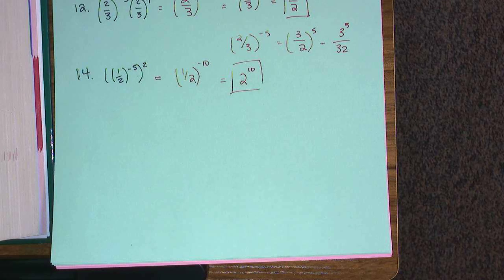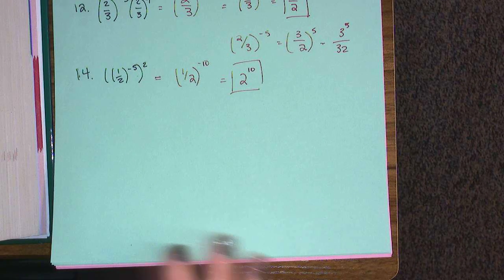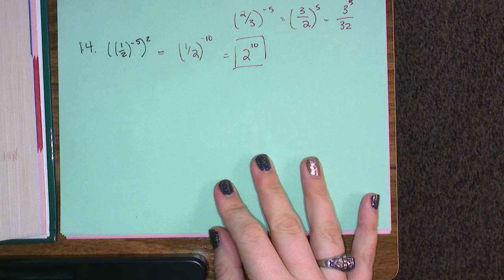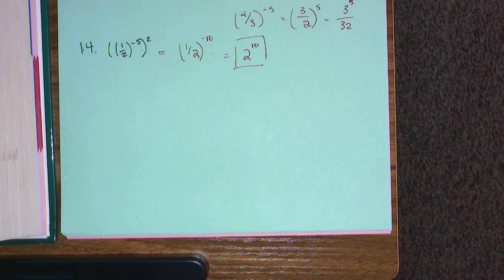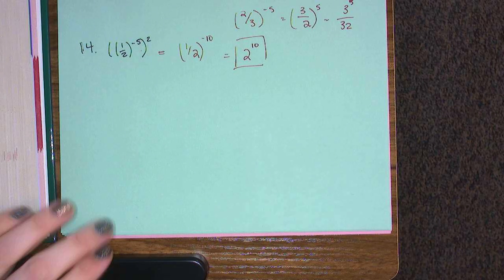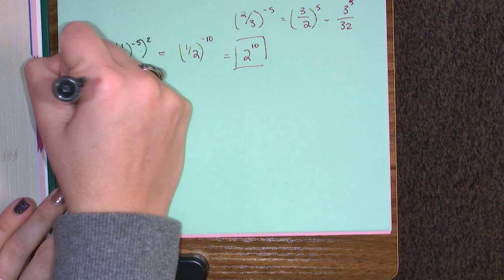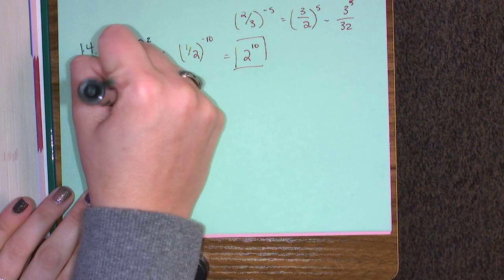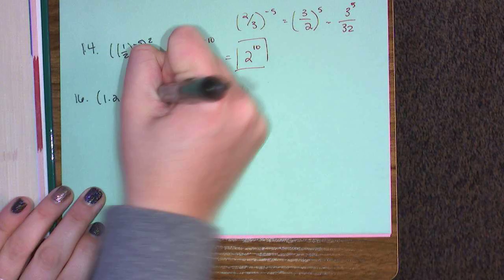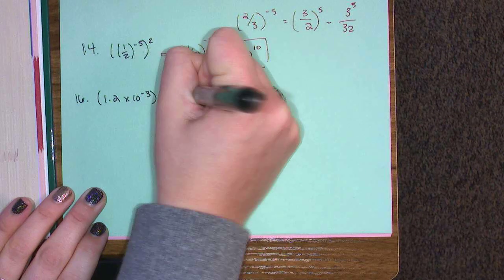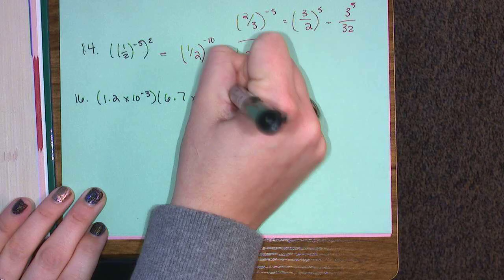Nice. Alright, a little bit of scientific notation here, and then we'll go with that. So, did you guys kind of understand what I was talking about with the hint for scientific notation? I know since it was just written, it was probably a little harder to understand. Okay, so like 16, we have 1.2 times 10 to the negative third, and 6.7 times 10 to the negative 7.